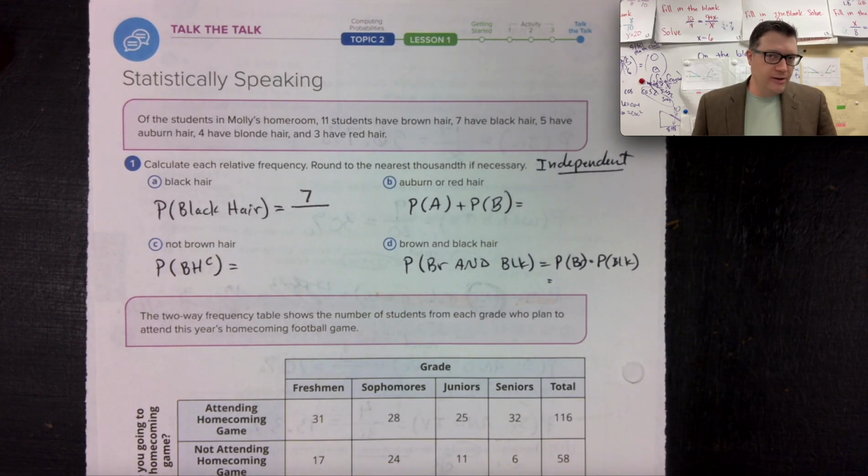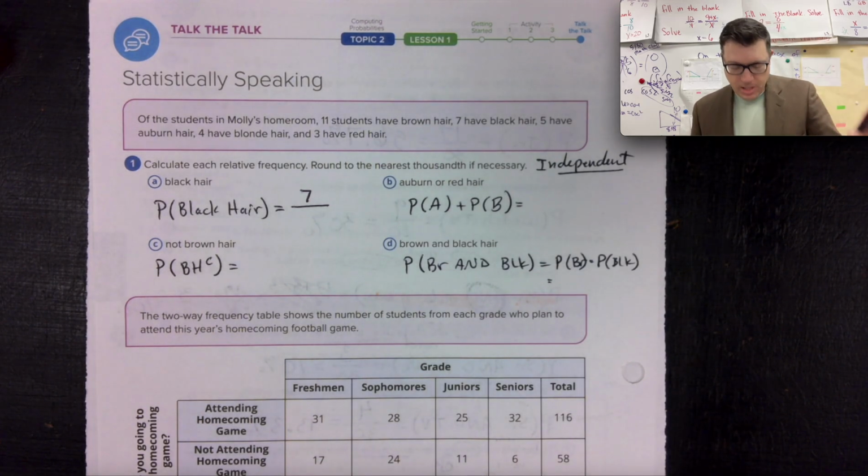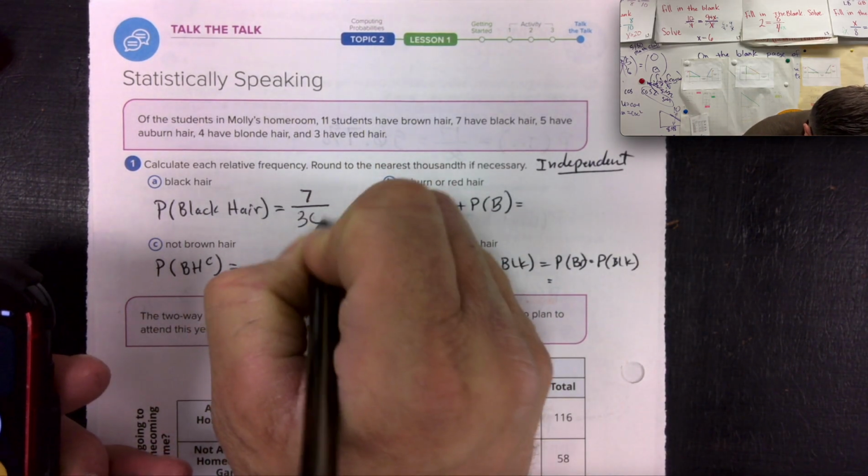Hey Siri, what's 11 plus 7 plus 5 plus 4 plus 3? It's 30. Okay. There's my total.